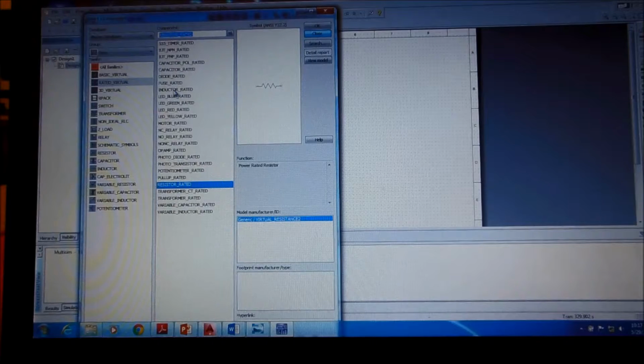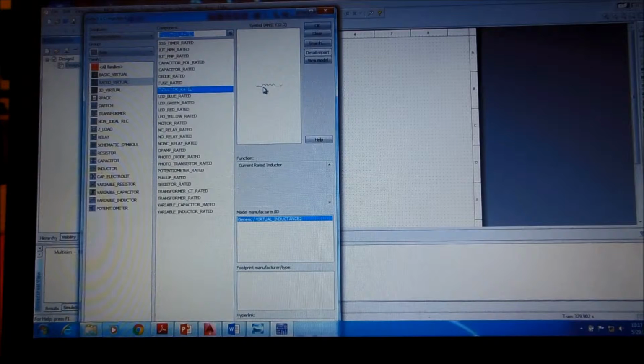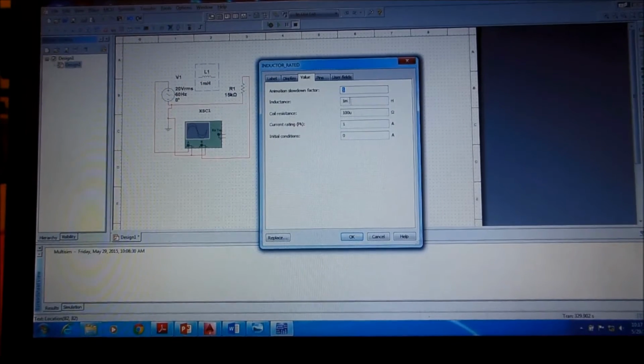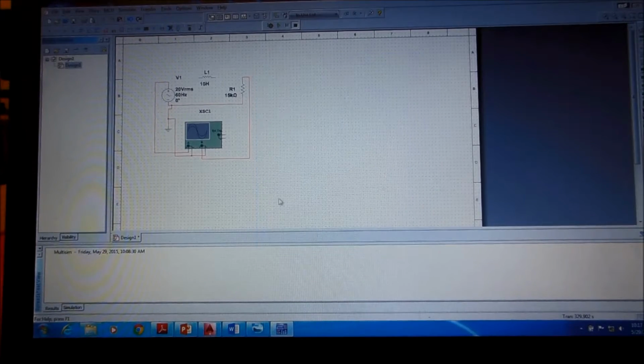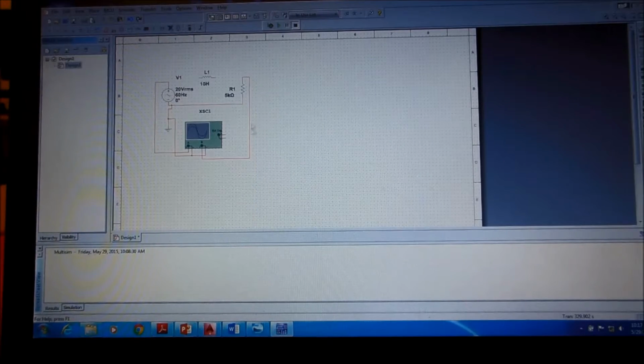And let's see, we want inductor rated. Okay. Put him into the same circuit, and we only need one of them. And what we'll do is we're going to change his value. That thing, 1 millihenry, is a ridiculously small number. I don't know why they do that, but we'll do that, and we might just change this one to, we'll make them 5K, and we'll connect up the circuit.